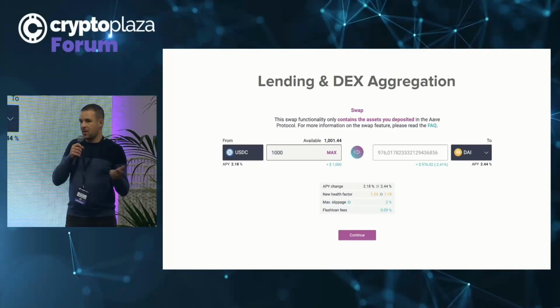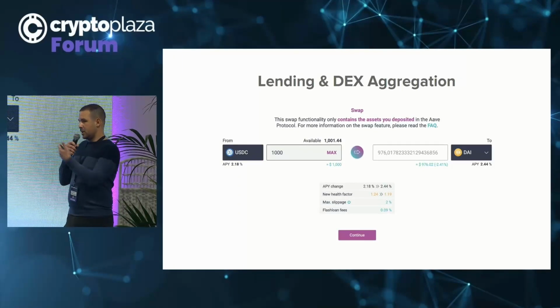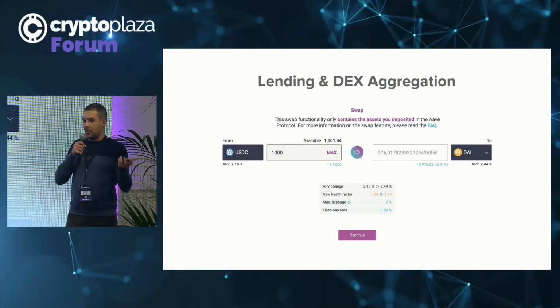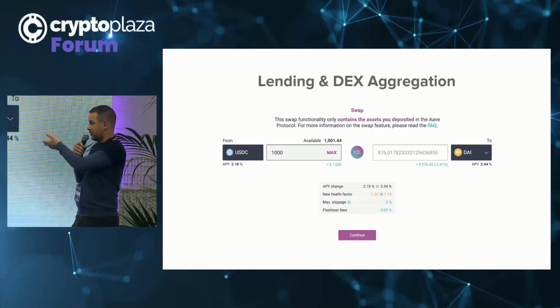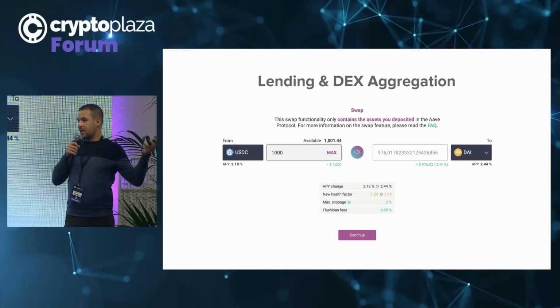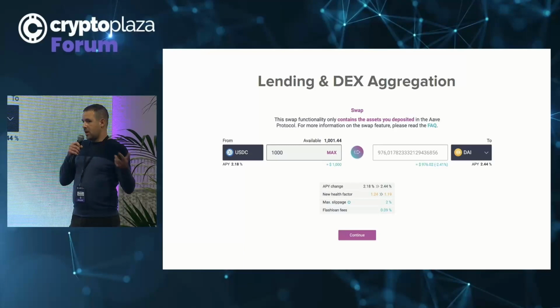Behind the scenes, what's happening is that I lend some USDC to Aave and I'm earning some APY, and I have a collateral, something that's going to cover whatever else I borrowed. So if I want to swap to a better APY, we have to take into consideration that we have a collateral.